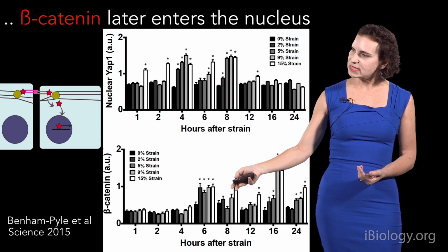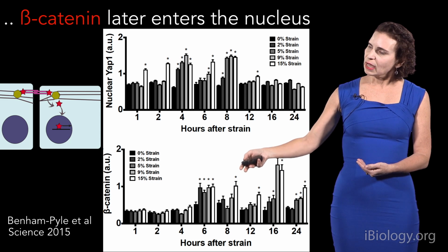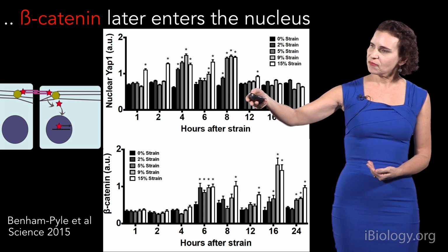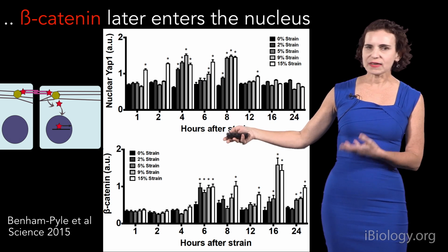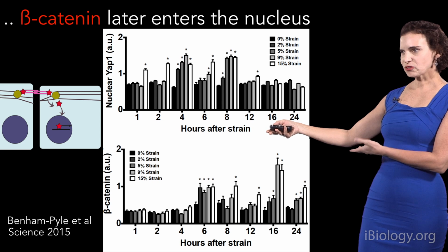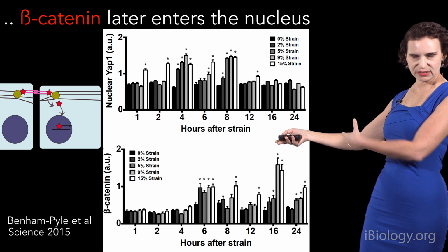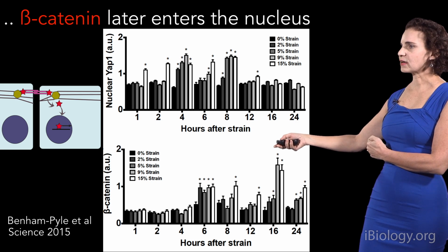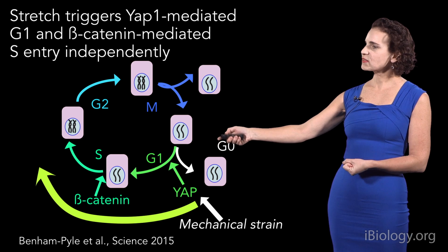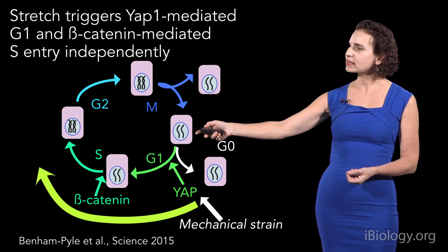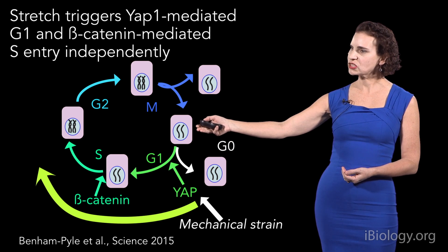And then around 6 hours, beta-catenin would then go into the nucleus. And by using inhibitors of their transcription downstream of YAP and beta-catenin, they then found that these transcription factors played different roles in different parts of the cell cycle to activate different stages of the cell cycle. What they found is that when you activate cells to stretch, then YAP will go into the nucleus and activate cells that were in G0 to enter the cell cycle at G1.